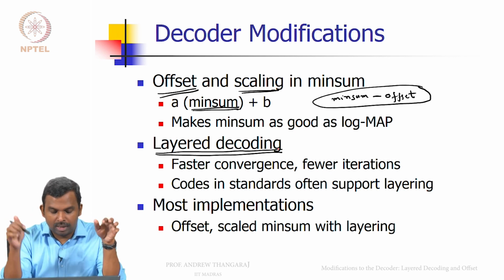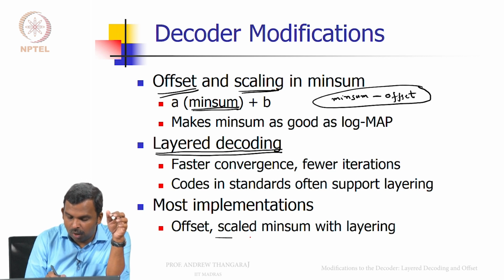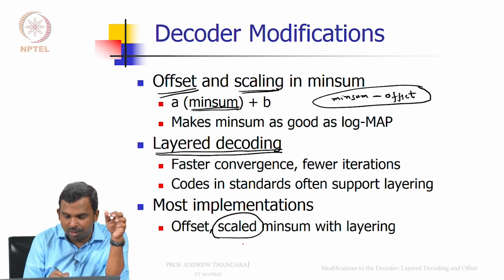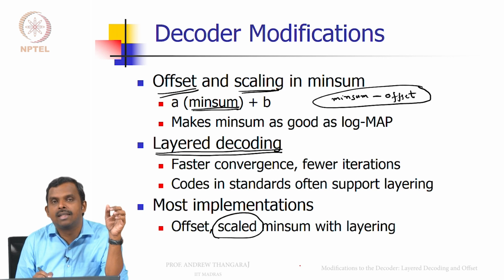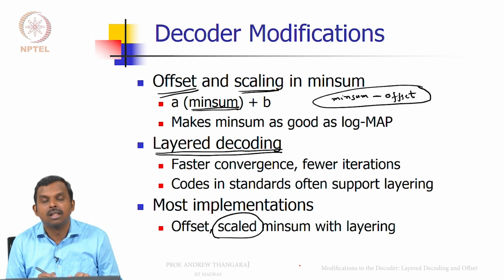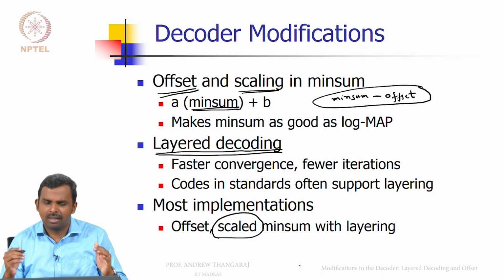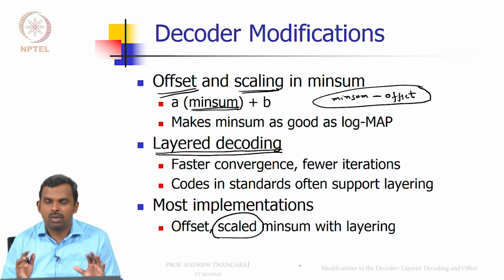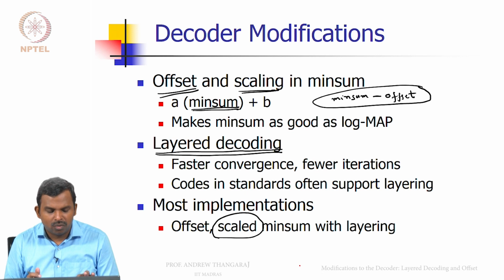Okay. So, most implementations will use offset, scaled, but even scaled is not too much. Okay. Offset MinSum with layering is a very standard implementation on most decoders for LDPC codes. Okay. So, let us see how that layered decoding works. Once again, we will not see any major theory, just the example, and see how it modifies from the previous one. We will sort of ignore the offset. I will not show you the offset right now. I will show you later on in implementation how to add that offset into your decoder.